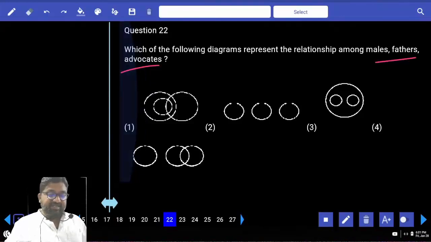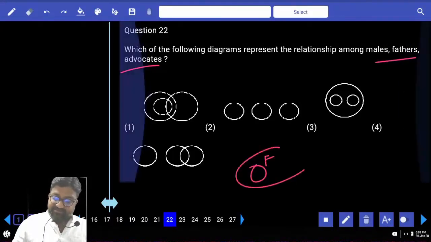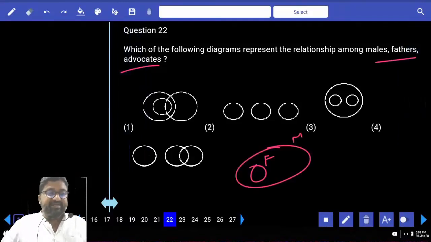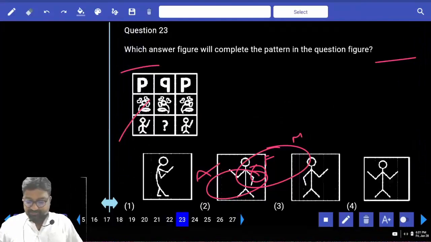Males, fathers, advocates. What's your answer? All fathers are males. Remember this point. All fathers are males. An advocate can be male as well as female. So obviously we'll go with this as advocate. Which option? First option. 23.